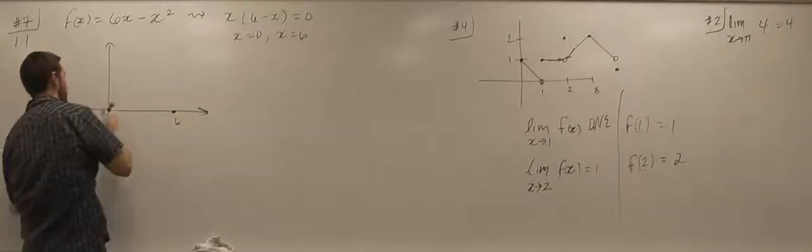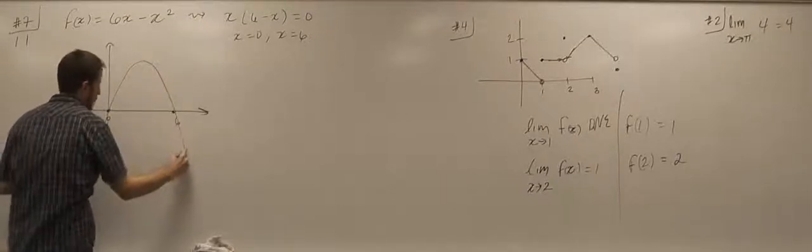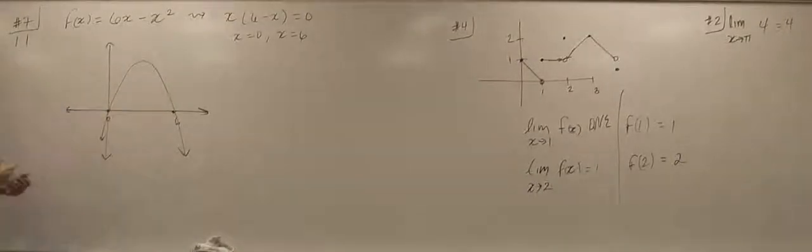The vertex will occur at x equals 3 because that's right in the middle of 0 and 6, but it's not a huge deal right now. So this is a good enough graph.